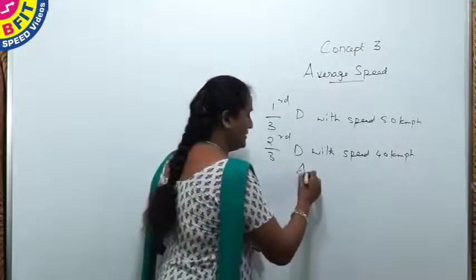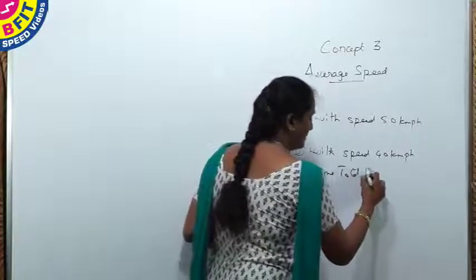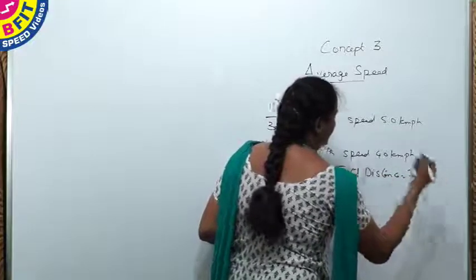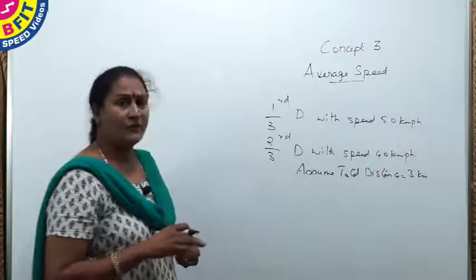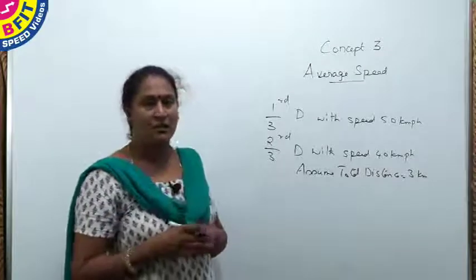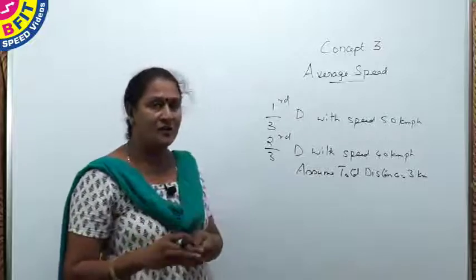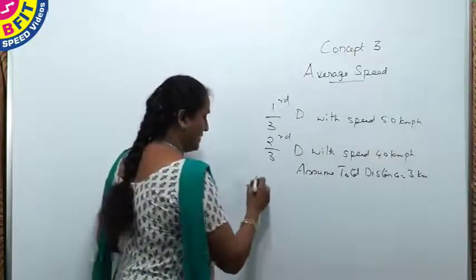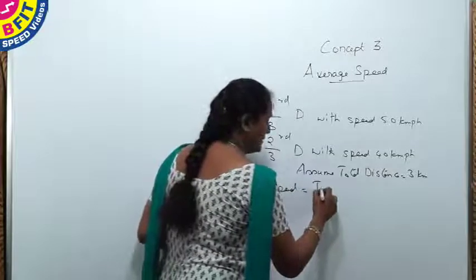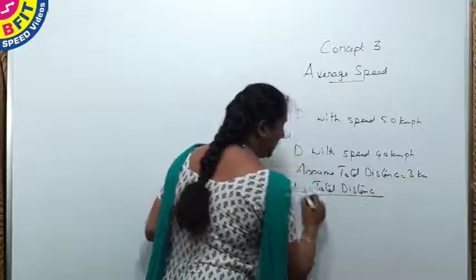So assume total distance equal to 3 kilometers. So when total distance is 3 kilometers, 1/3 of the distance will be equal to 1 kilometer and 2/3 will be equal to 2 kilometers. So the working here becomes easier. And we have seen that average speed is total distance by total time.